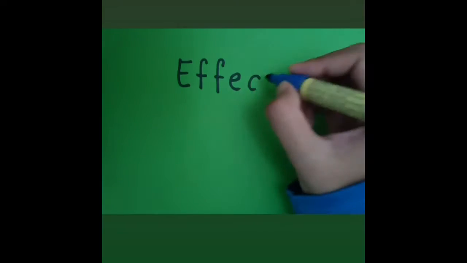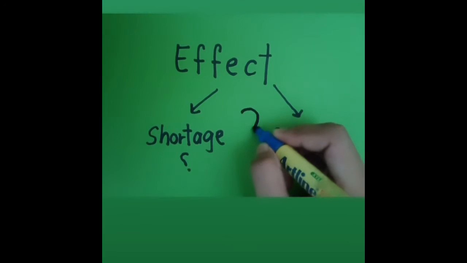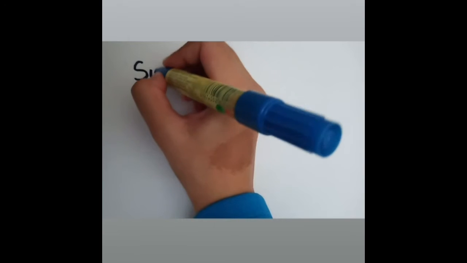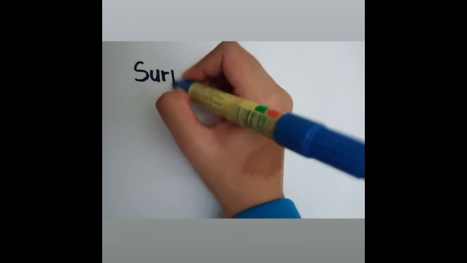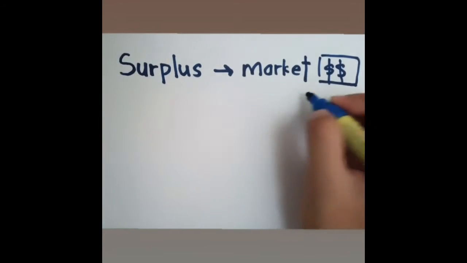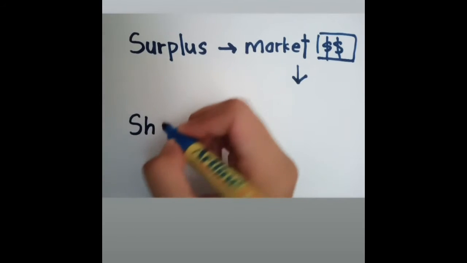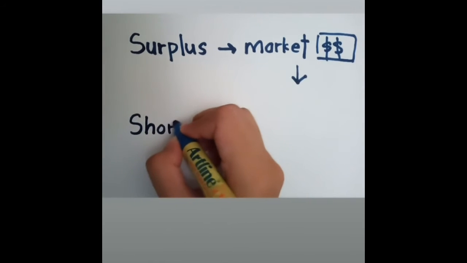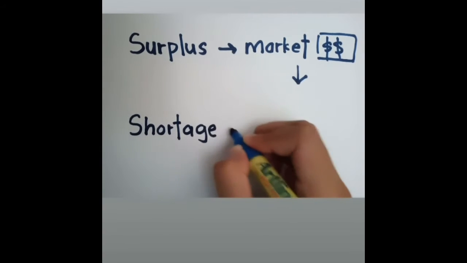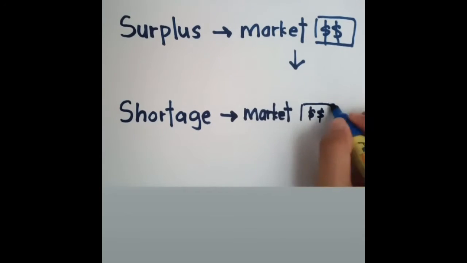So, what is the effect of the shortage and the surplus? The effect of surplus is the market price will fall. While for shortage, the market price will rise.